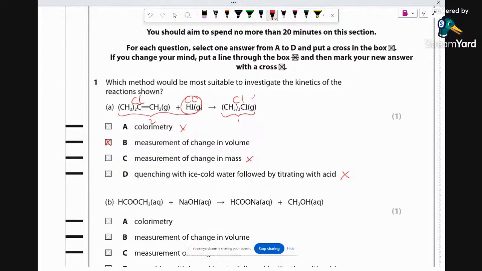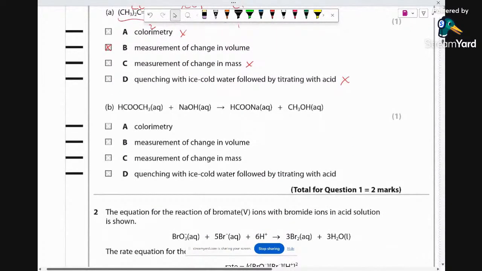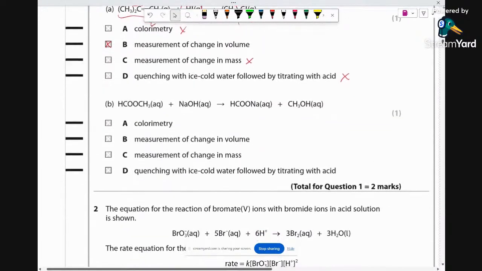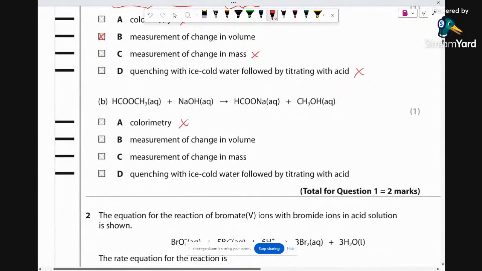A very reasonable question to start off with. Next, a methyl ester, methyl methanoate, plus sodium hydroxide to form sodium methanoate and methanol. Again, investigate the kinetics. Calorimetry, no, again all colorless. Measure a change in volume. No, not really. You're adding a volume and it's all going to be aqueous, so that's not going to help me very much. A change in mass. No, again, everything goes in, comes out.